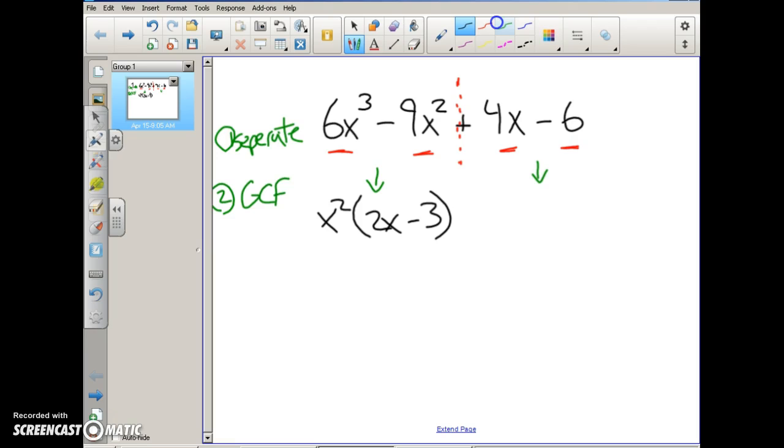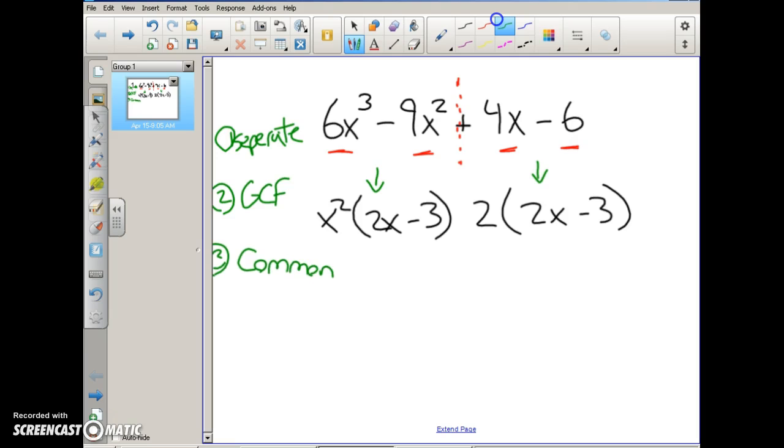What can I pull out of 4x minus 6? The greatest common factor would be a 2. Okay, and what is left? Again, I have 2x. And then again, I have minus 3. So we have our common factors now. Third step, common factor.